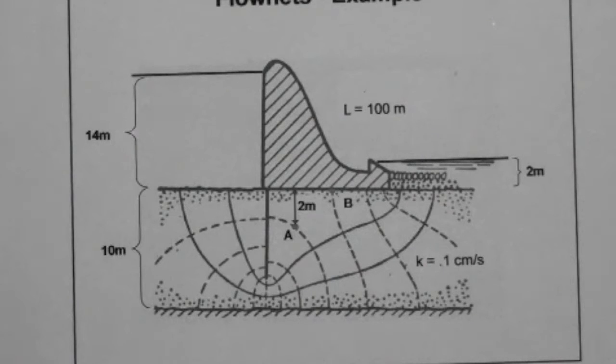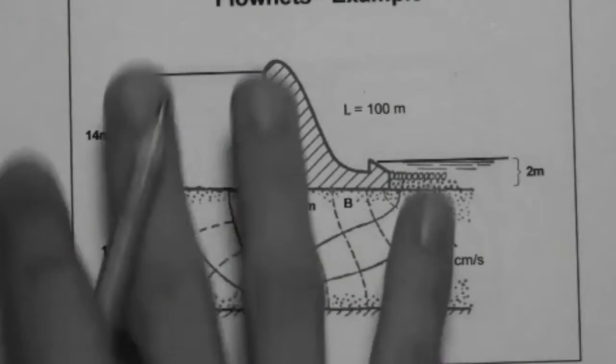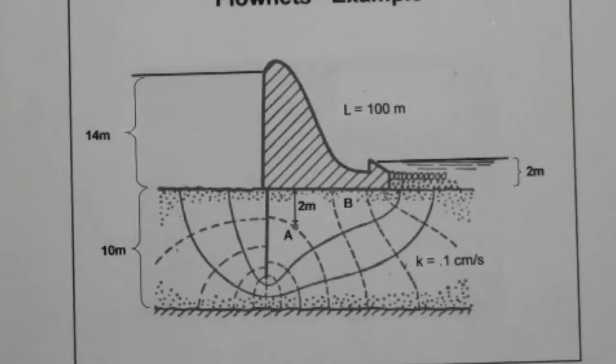Something that I forgot to mention before and is very important is that the flownet and the geometry of the system, all of it, has to be drawn to scale. If you don't draw it to scale, then you will make errors in calculations. Sometimes it is a requirement to draw the flownet and the geometry of the system with a modified scaling, but we're not going to talk about that now. We are going to talk about that later on in graduate courses.